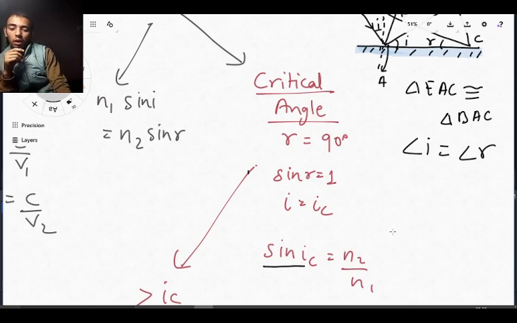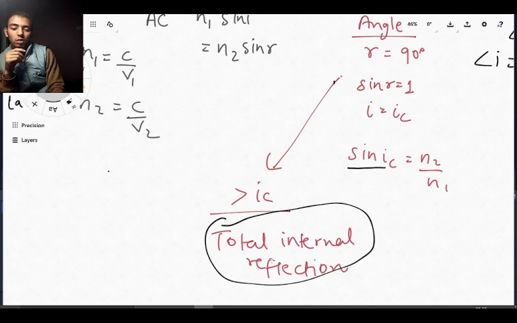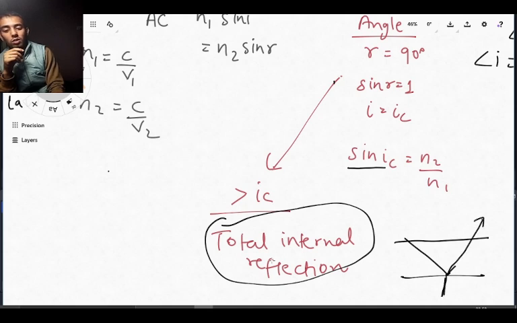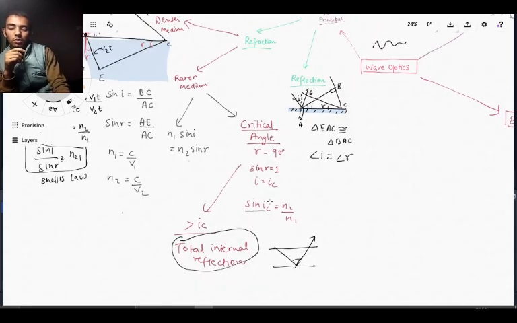If the angle of incidence is greater than the critical angle, then there will be total internal reflection. Total internal reflection is when we put light through a denser medium, and it will not refract, but it will get reflected. It is called total internal reflection. It only happens if the angle of incidence is greater than the critical angle.